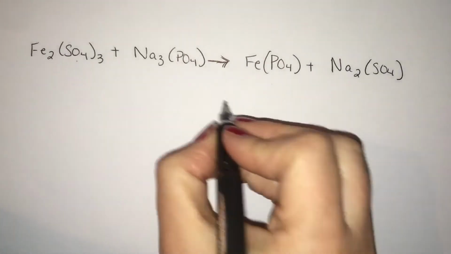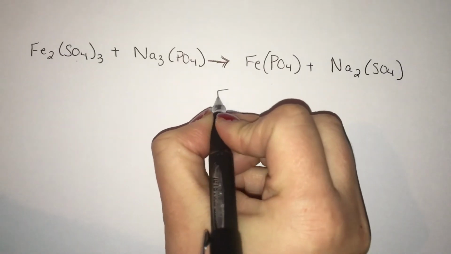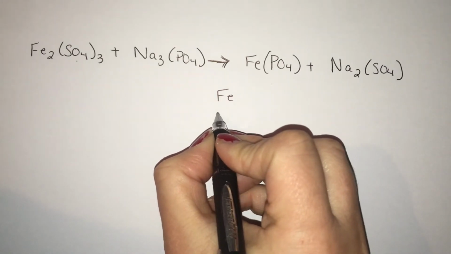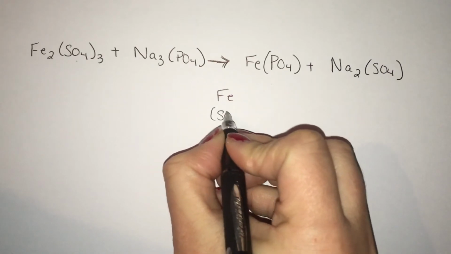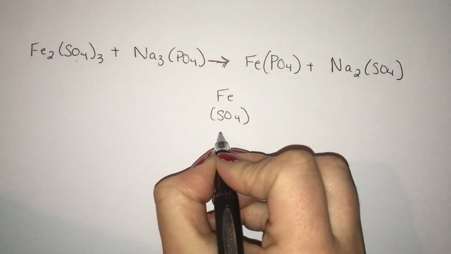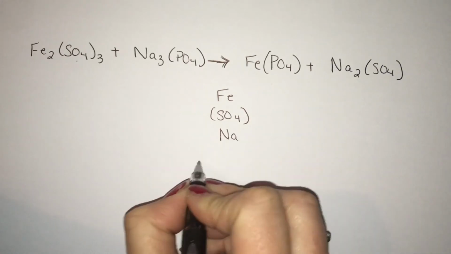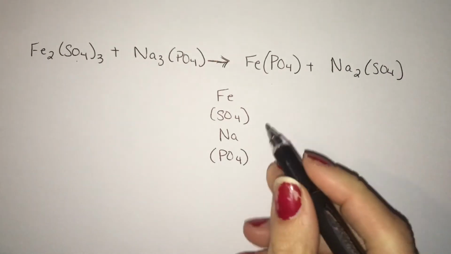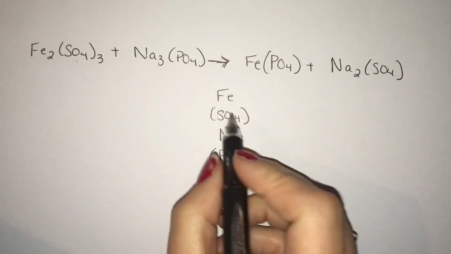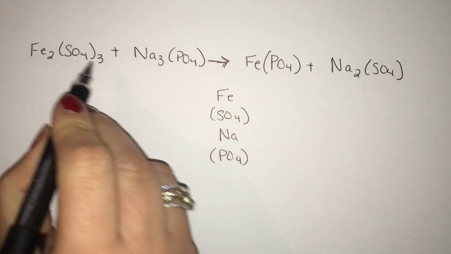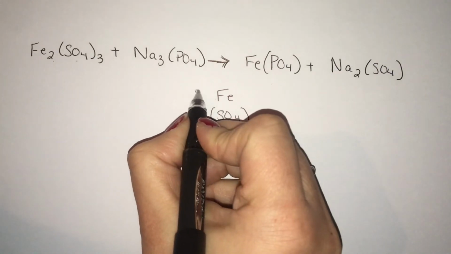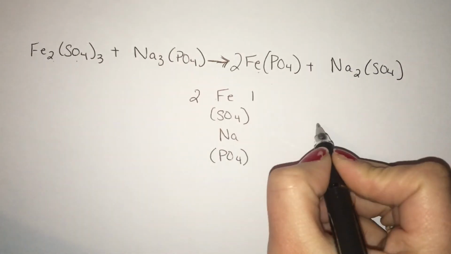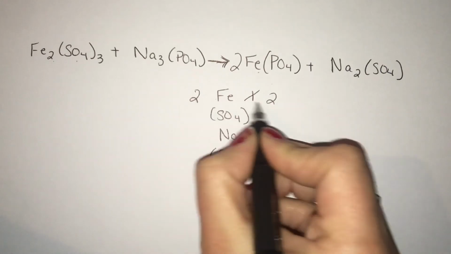So if we're sticking to the tally method, I'm just going to write down the elements or ions that we have. So iron, and then we have this polyatomic ion, we have this element, and our last polyatomic ion. We have this in our equation. So we're going to just basically count. We have iron. On this side, we have 2 irons. On this side, we have 1 iron. So we will need to put a coefficient of 2 here so that they will be equal.